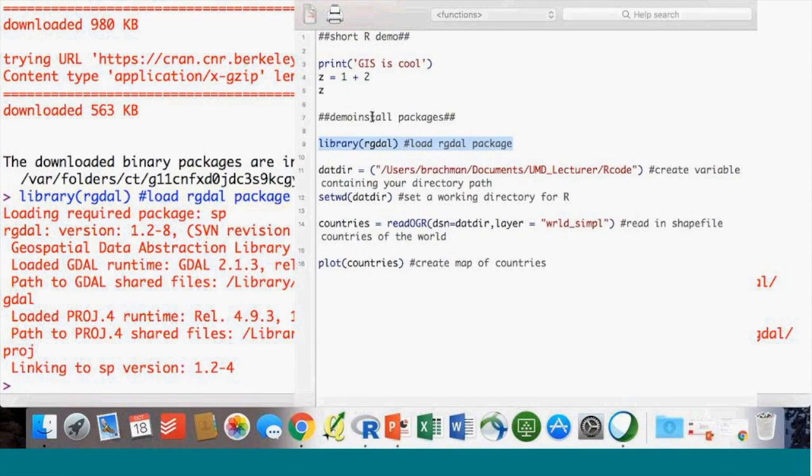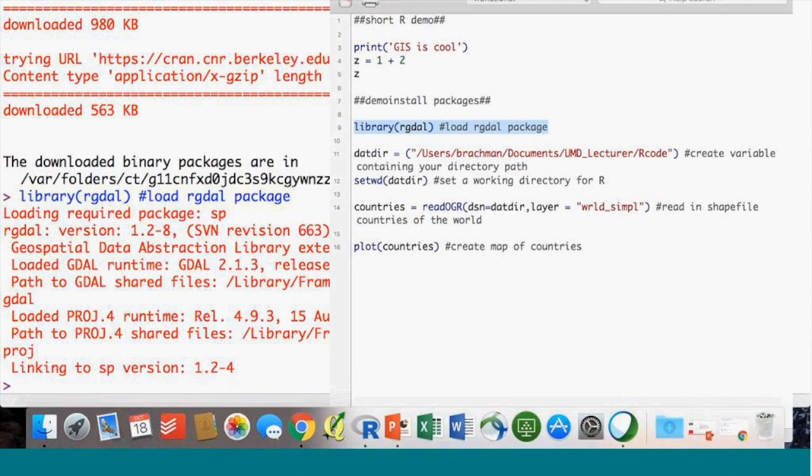I already have rgdal installed on my computer. But if it wasn't installed, you have to go and install it first, and then you run this library command. So now it's loaded, and now you can do all kinds of things. I'll just demo some very simple stuff.